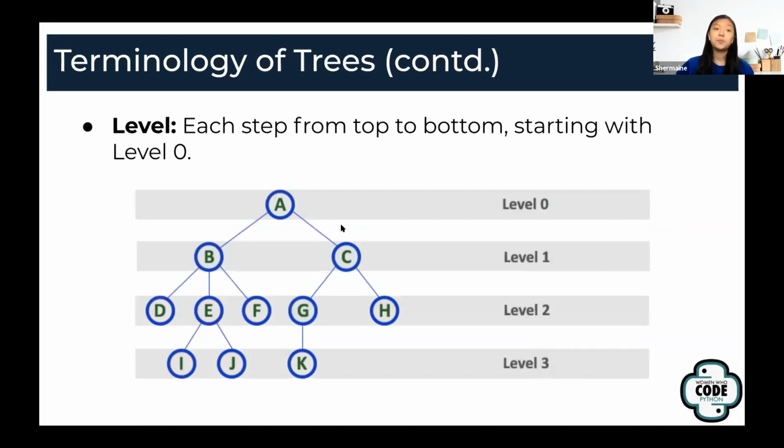Next, we move on to what is a level. It means each step from top to bottom, starting from level 0. So in this tree, we have a total of level 0, level 1, level 2, level 3. So we always start with level 0, and then we increase as we go down the tree.